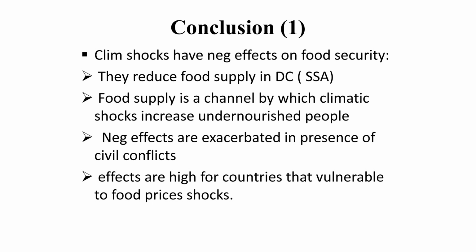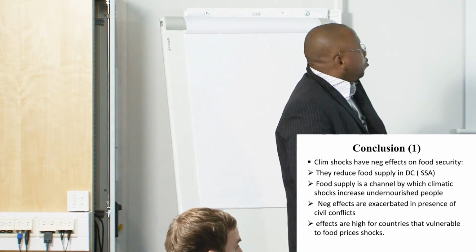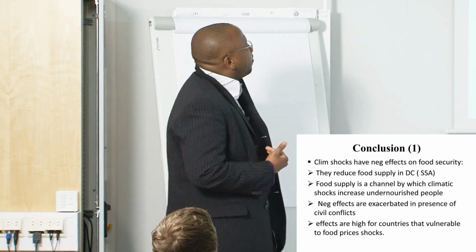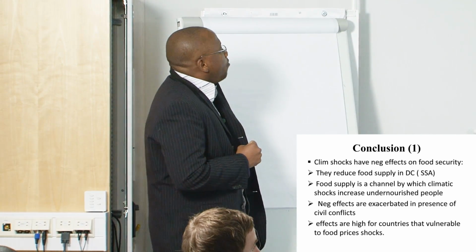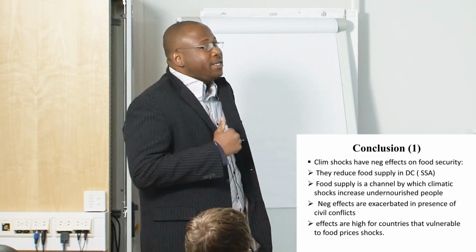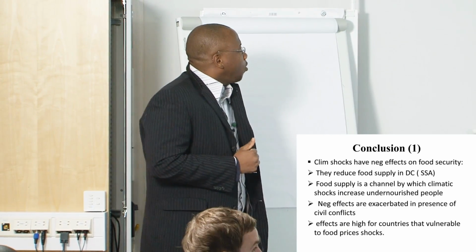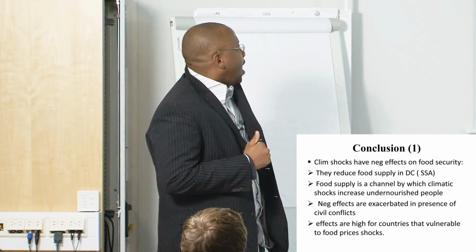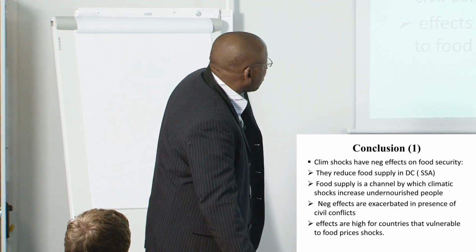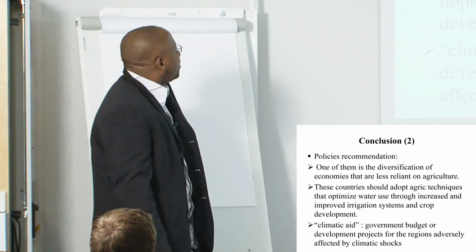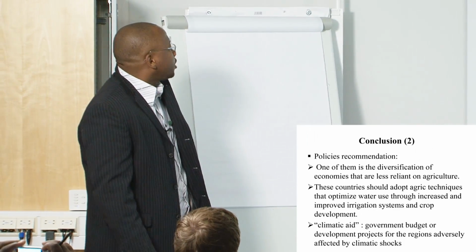Conclusion: in our estimate, we find that climatic shock reduces food supply in developing countries. We find that food supply is a channel by which climatic shock increases undernourished people. We have negative effects in the presence of civil conflicts, and the effects are high for countries that are vulnerable to price shocks. And for recommendations, we have 3 recommendations.